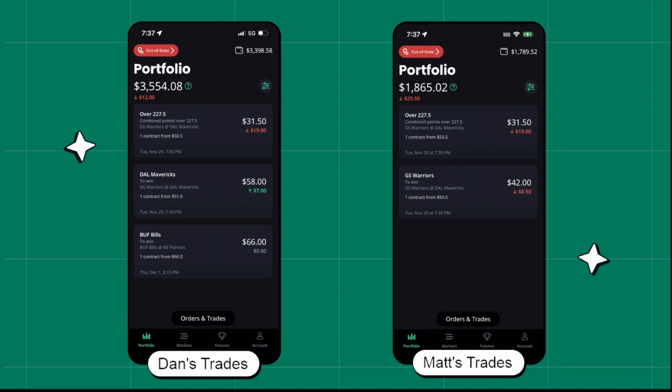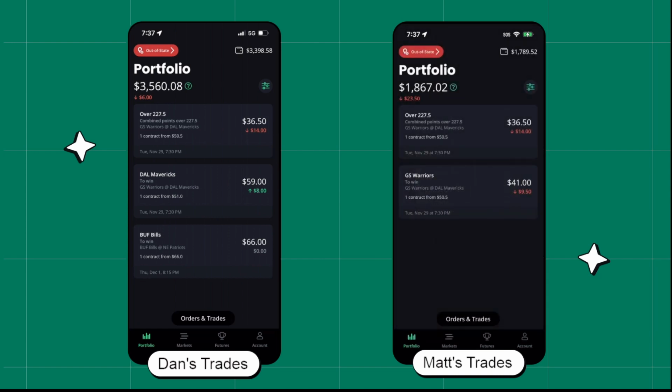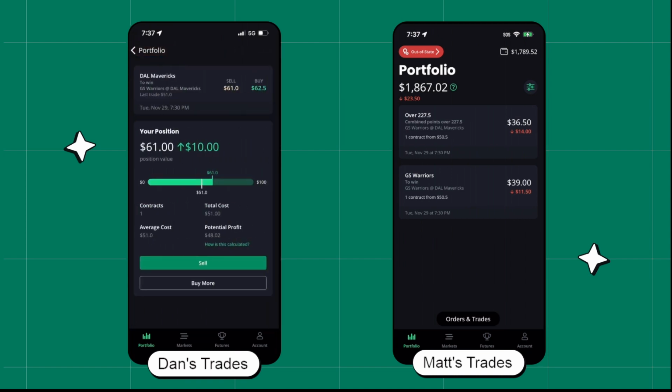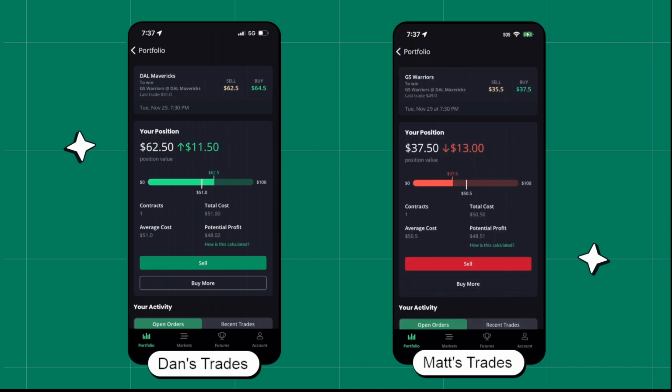Matt, you are trading on the over 227.5, you got it originally at $50.50 per contract, and you have the Golden State Warriors winning. Now, I'm also on the over, but just for some fun, I am now trading the Mavericks to win the game. I got it at 51, now up to 62. The Mavericks are currently up 6-2 with almost 9 minutes left in the first quarter. And I will say, what, less than 4 minutes of game time? Yeah. You're already up $11 per share.